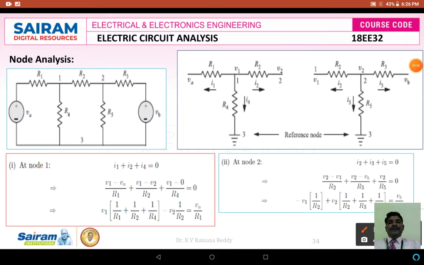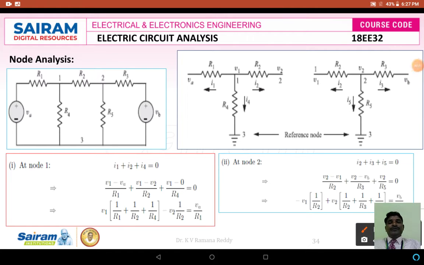The given network shown in the figure consists of two voltage sources, namely VA and VB, and resistors R1, R2, R3, R4, R5. For this network we label the nodes: the number of nodes is 3, that is node 1, node 2 and node 3. In these 3 nodes, how many possible equations do we have to write? That is n minus 1, because we already know the potential at the reference node, node 3, which is connected to ground, is equal to 0.